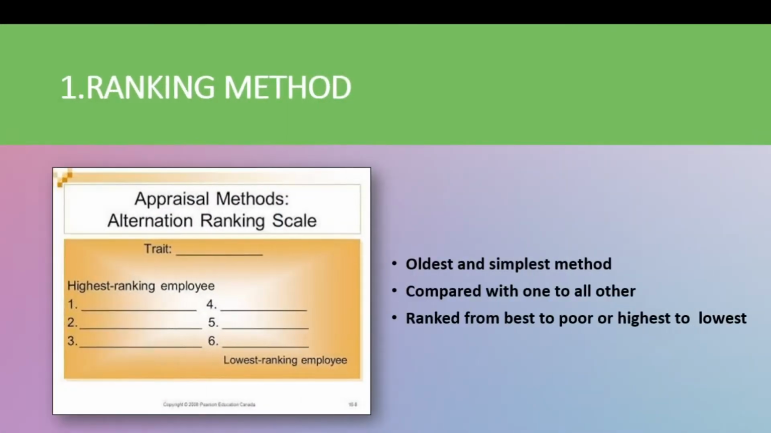First, let's start with the ranking method. The word ranking is familiar to all of us, as we face it from our first step of studies. In the same way, in organizations, the ranking method is the oldest and simplest formal systematic method of performance appraisal, where each employee is compared with all others and placed in simple rank order. In this method, the employees are ranked on the basis of merit, from best to the poorest or from most to least.